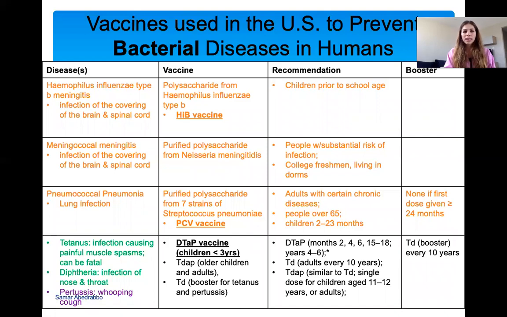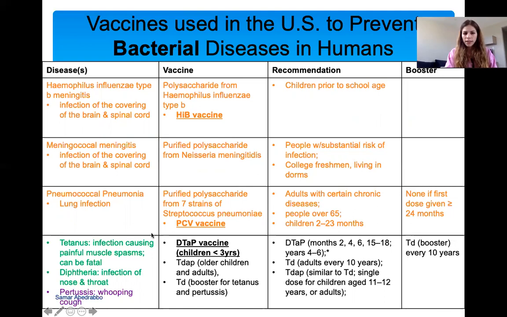But there have been vaccines that have helped a lot with bacterial diseases in humans. So Haemophilus influenzae type B meningitis is caused by bacteria, and the vaccine is created from taking the sugar from the bacteria and creating the vaccine. And remember that this causes meningitis, an infection in the meninges, or coverings of the brain and spinal cord. So it's very serious. Meningococcal meningitis. We take sugar from Neisseria meningitidis, which is the bacteria, and we help create a vaccine with that.